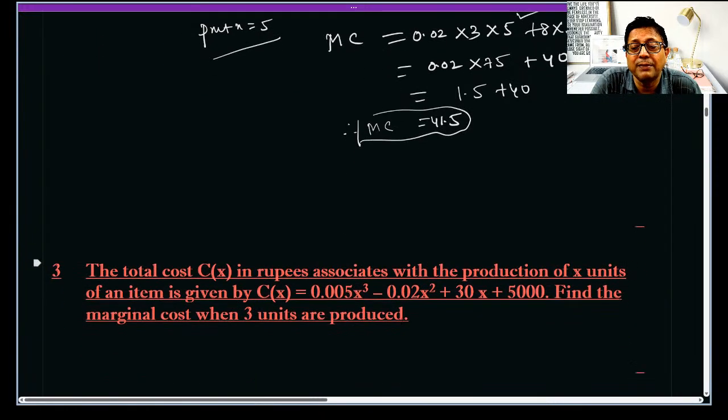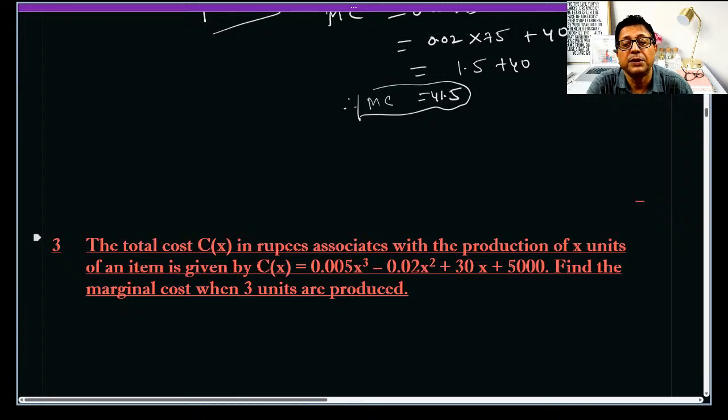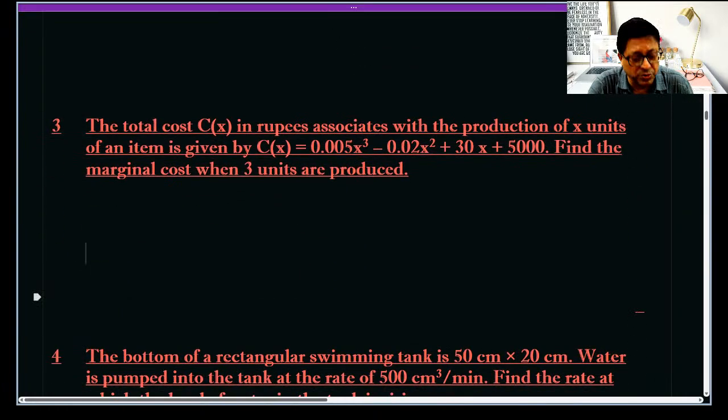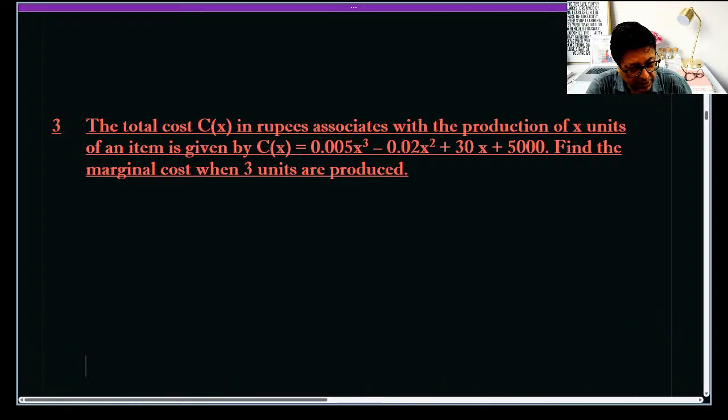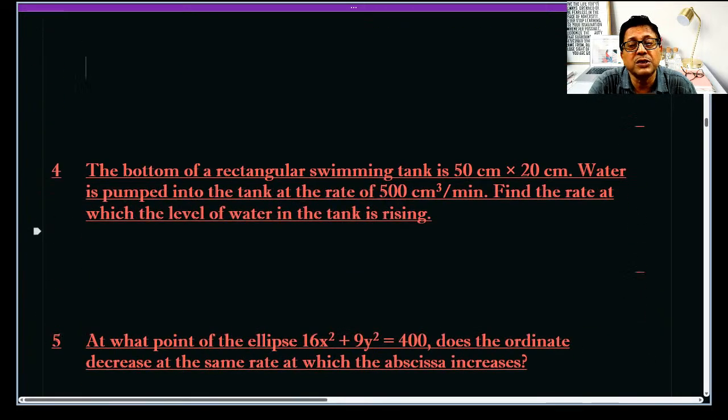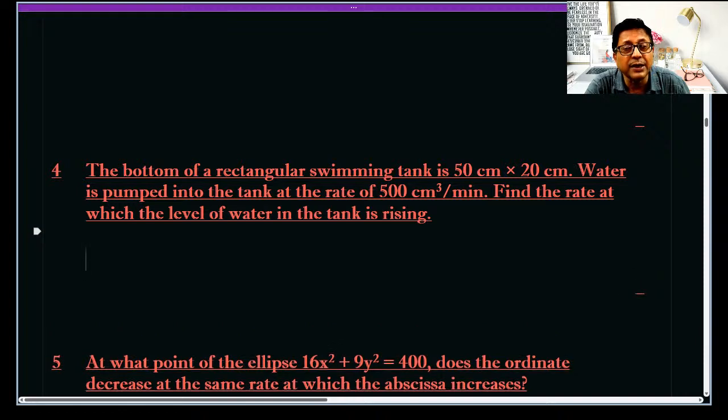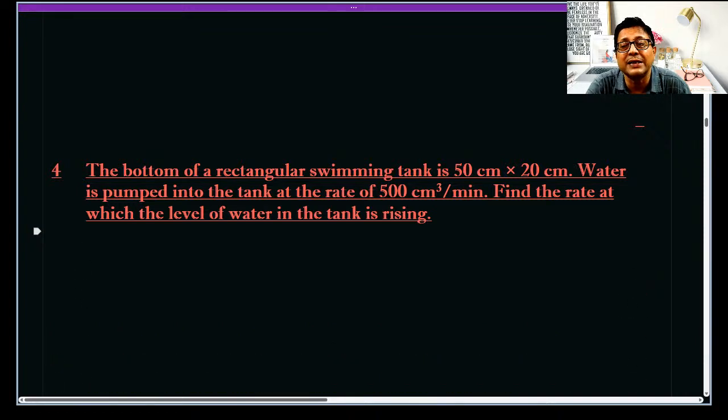Another question I have given here, textbook type of sum. Total cost given, find marginal cost when 3 units are produced. Similar question, no need to solve it here. Let us solve this one. The bottom of rectangular swimming tank is this. Water is pumped into the tank at the rate of this. Find the rate at which level of water in the tank is rising.